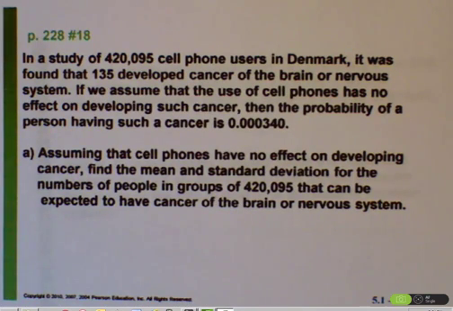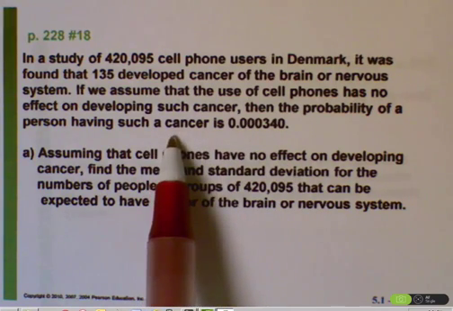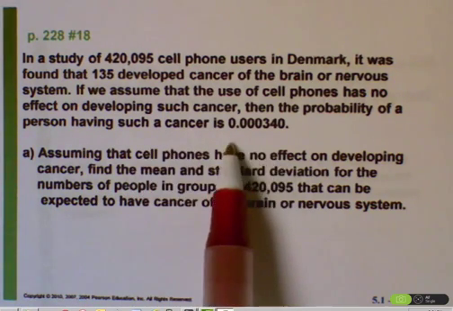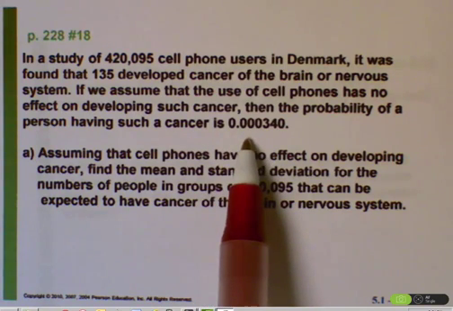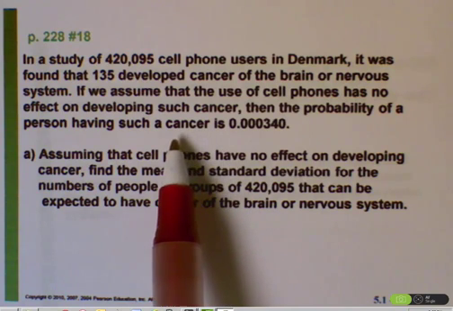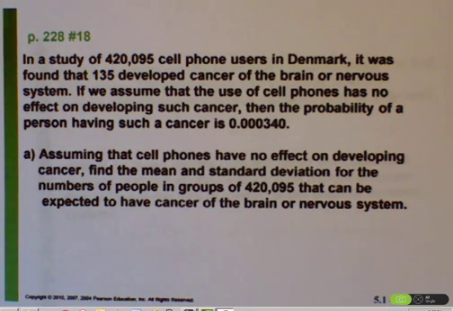Well, medical researchers tell us that the probability of developing that particular type of cancer, whether you use cell phones or not, is 0.00034. So even if you had never held a cell phone to your ear, there's still a chance that you would develop that type of cancer. Let's see how many people we should have expected to get that type of cancer out of that study group, even if the cell phones were having no effect on the cancer.